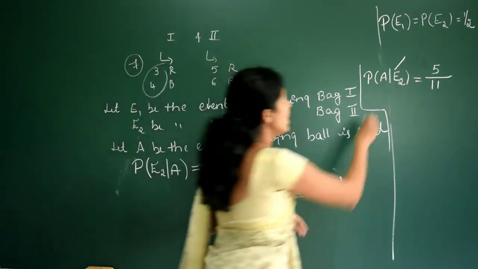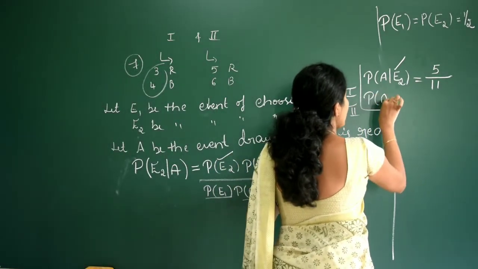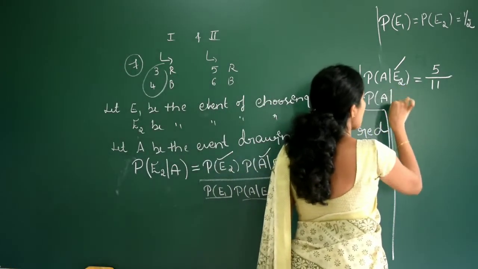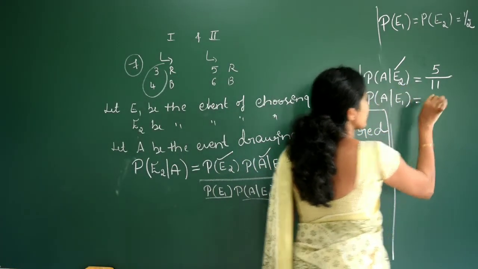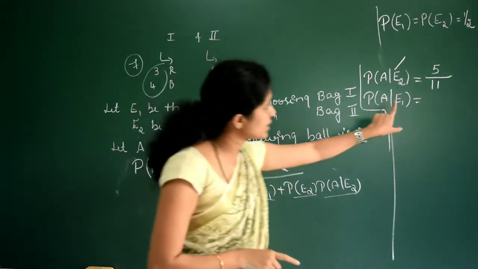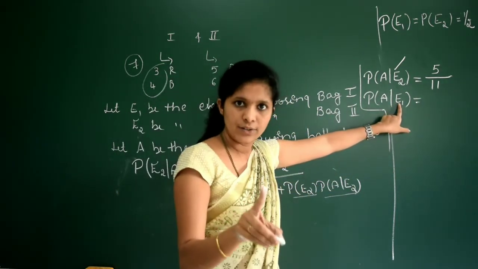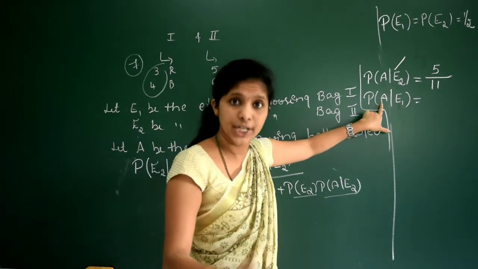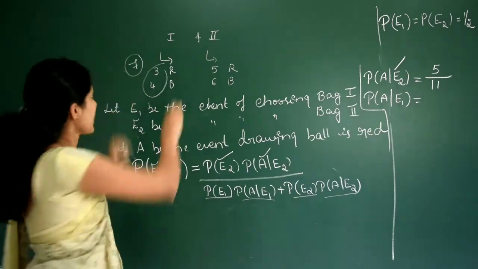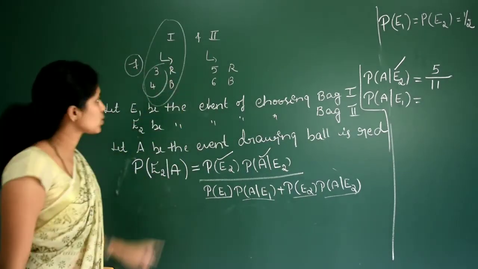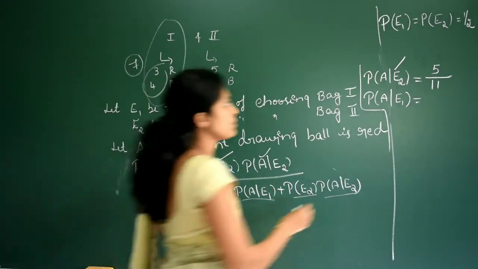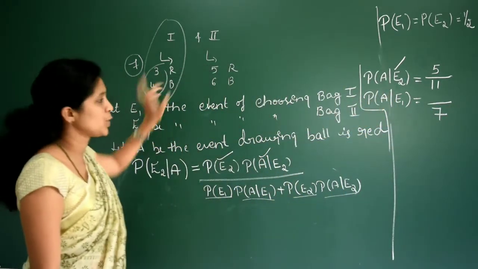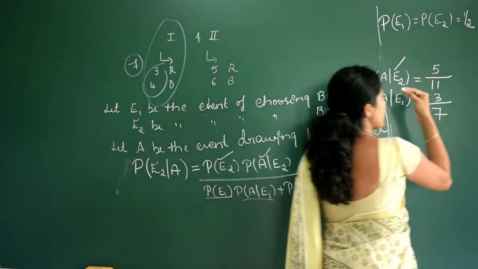Okay. Now next, what we need? A by E1, right? Probability of A by E1. Now can you see what is given? It is given that it should be from bag 1, right? It should be from bag 1 and that ball should be a red. This is bag 1, right? How many balls are there? Total 4 plus 3 will be 7 balls are there. In that, how many red balls are there? So it will be equal to 3. So this is the probability of A by E1.